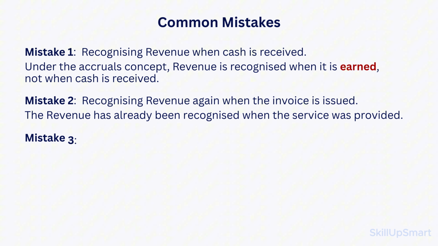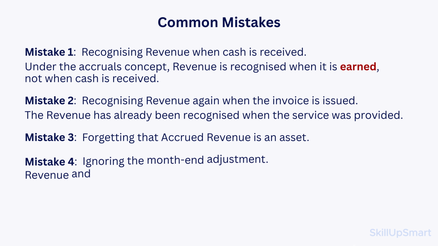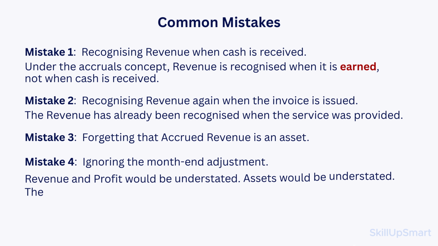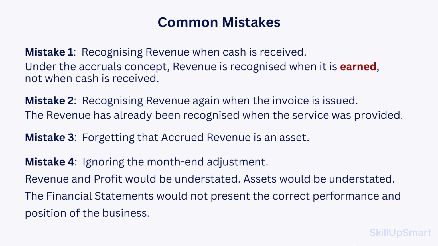Mistake 3. Forgetting that accrued revenue is an asset. Remember, the business has earned the revenue. As a result, it has a right to receive payment. This right represents a future economic benefit. Therefore, accrued revenue meets the definition of an asset. Mistake 4. Ignoring the month-end adjustment. This is incorrect. Revenue would be understated. Profit would be understated. Assets would be understated. As a result, the financial statements would not present the correct performance and position of the business.